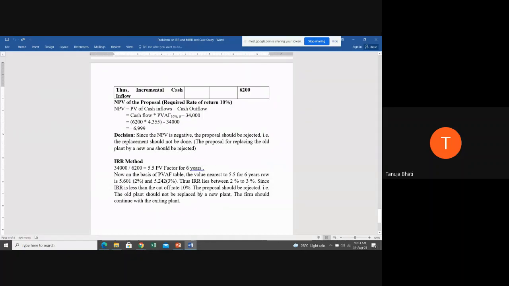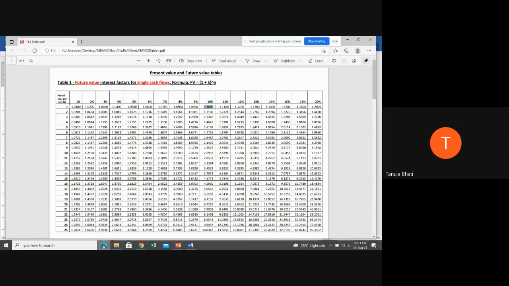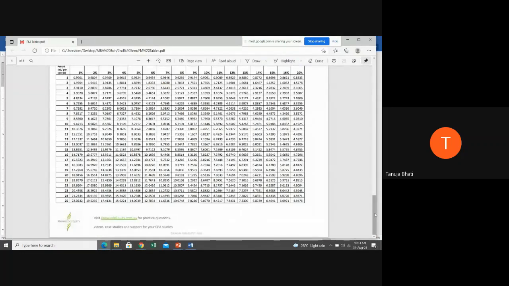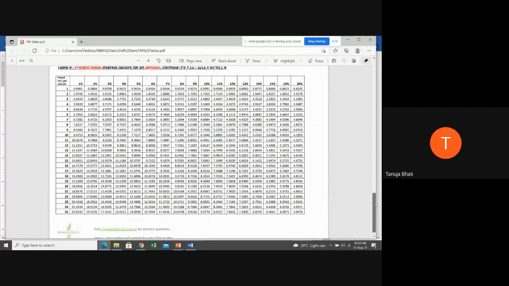Okay, so now let us plot it. Which table are you going to use? Table number 4, for 6 years, 5.5. Where is it lying, students? Where is 5.5? Under which rate? Where is IRR? Under which two percentages of factors is it falling? Only see the 6 row. Don't see any other row because your n is given as 6.